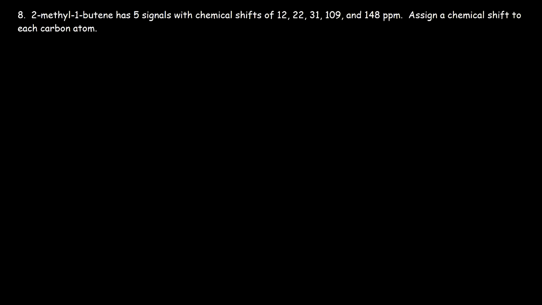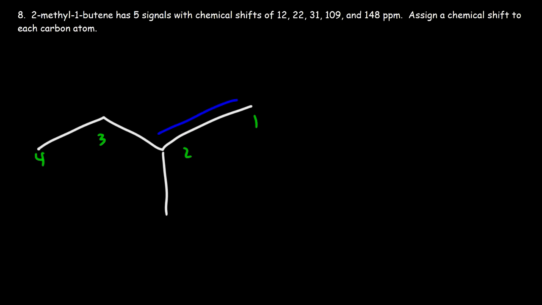Let's work on this example. 2-methyl-1-butene has 5 signals with chemical shifts of 12, 22, 31, 109, and 148. Assign a chemical shift to each carbon atom. So let's begin by drawing butene. So we have a double bond on carbon 1. So this is carbon 1, 2, 3, and 4. And there's a methyl group on carbon 2. Now, looking at carbons 1 and 2, let's call this carbon 5 by the way.